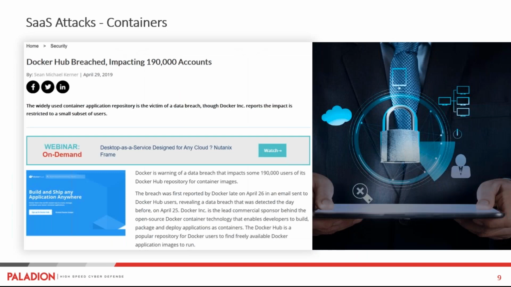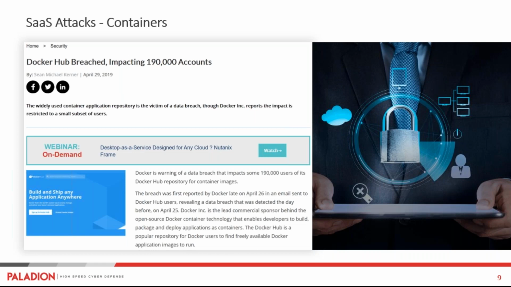Some of the more evolving attacks are attacks on containers. So here's an example of the importance of container security. In this case, the hacker managed to gain unrestricted access to a Docker Hub database, and we see that container technologies are becoming more popular. As they become more and more popular, we can see more and more attacks that target containers.